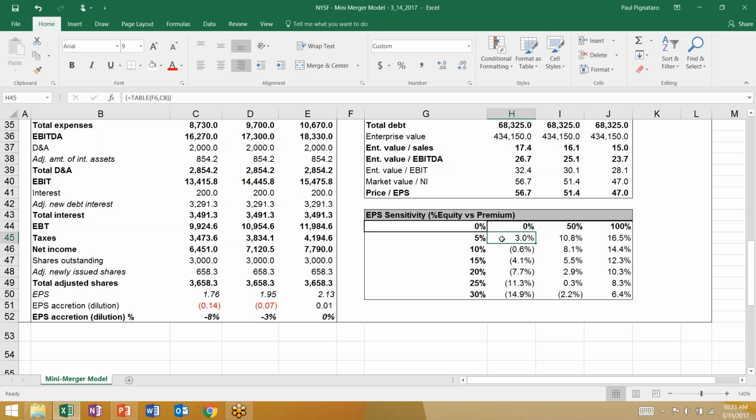What's driving E.P.S impact when raising debt? Interest expense driven by the interest rate. What's driving equity impact? The E.P.S impact on equity. The shares raised driven by the share price.